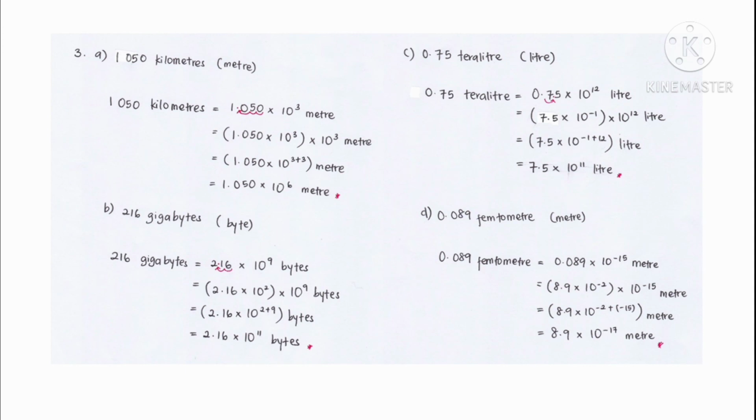3a, the answer is 1.050 times 10 to the power of 6 meters. So for B, 216 gigabytes, and the answer will be 2.16 times 10 to the power of 11 bytes. For C, you may get 7.5 times 10 to the power of 11 liters, where for D, you will get 8.9 times 10 to the power of negative 17 meters.